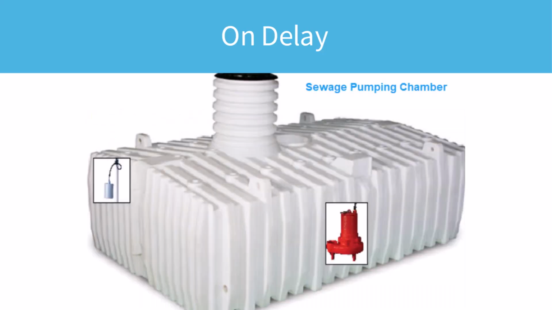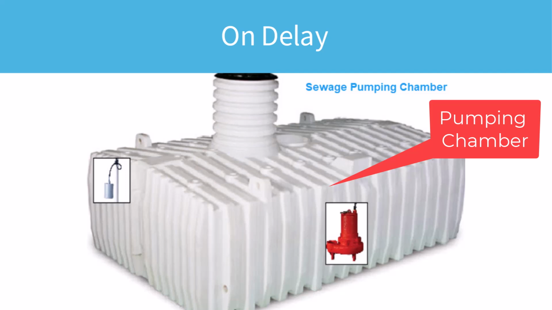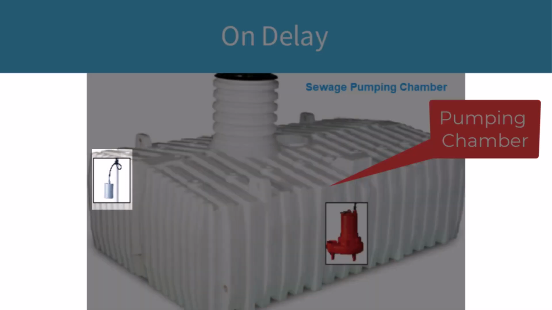An example of on delay is delaying the action of a float switch to prevent contact bouncing and to prevent pump short cycling. Note the pumping chamber, the normally open float switch, and the submersible pump.